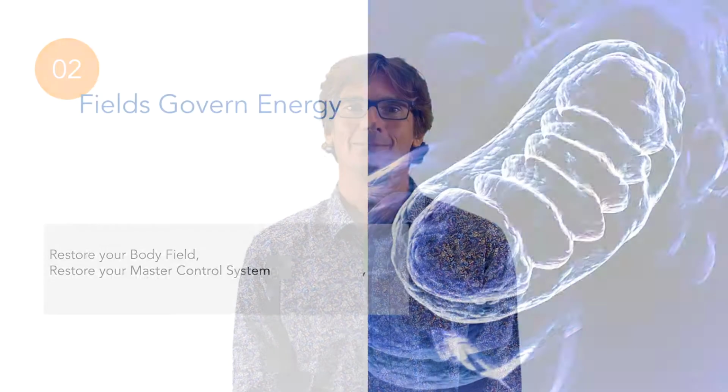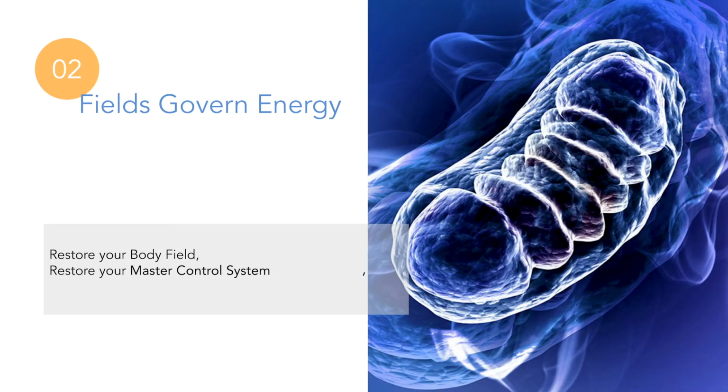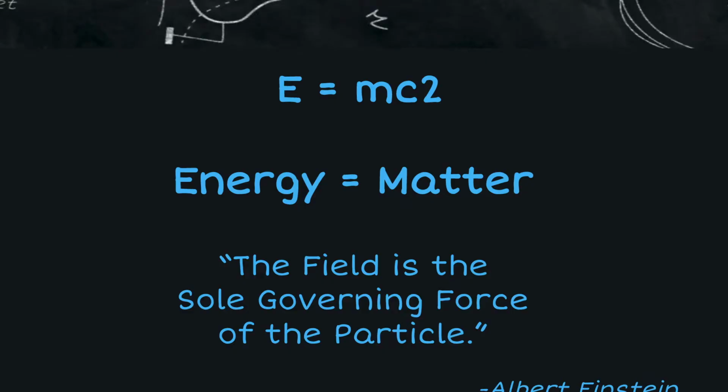Now, for the second principle, I hope you're holding on to your physics degree because you might just need it. The second is: fields govern energy. And simply put, if you're able to restore your body field, you are able to restore your master control system. So here's where the physics comes in. Einstein's great discovery, the thing he's best known for, is E equals mc squared. Now, fancy physics equations aside, all that really means is that energy is equivalent to matter.